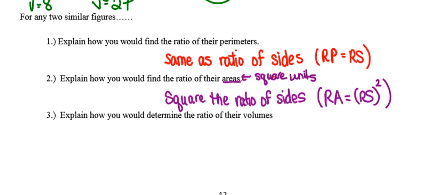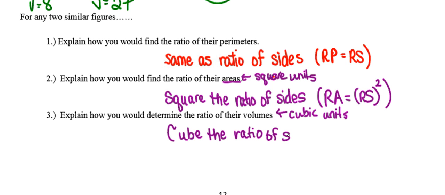And then lastly, determine the ratio of the volumes. Well, again, volume is always measured in cubic units. So I would take the ratio between the sides and cube it. So in other words, using my little shorthand notation to find the ratio of their volumes, take the ratio of their sides and cube it, or raise it to the third power.